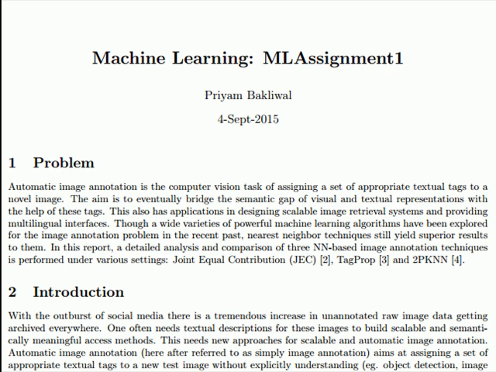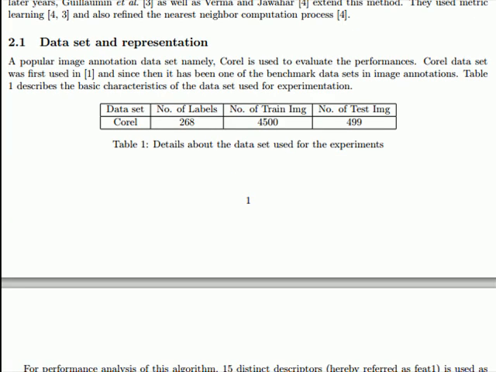Now, let us move to the experiments that are done to tell which algorithm performs better in which conditions, and what are the advantages and disadvantages of the three algorithms discussed above. To do all the experiments, we are using the most popular image annotation dataset, Corel. In Corel, there are 5,000 images, which are divided into 4,500 train images and 499 test images. There are 260 labels in the dictionary.